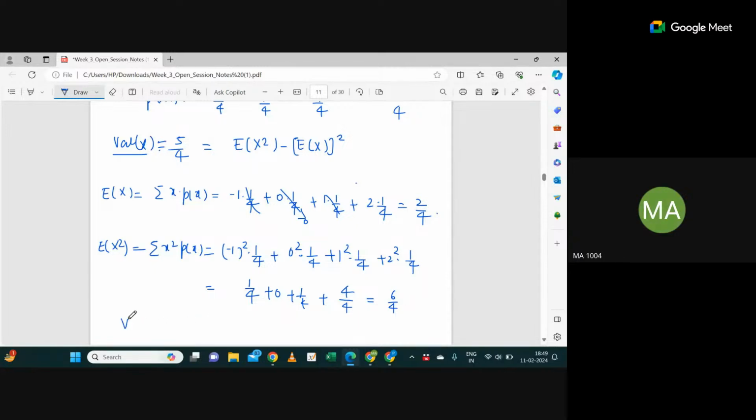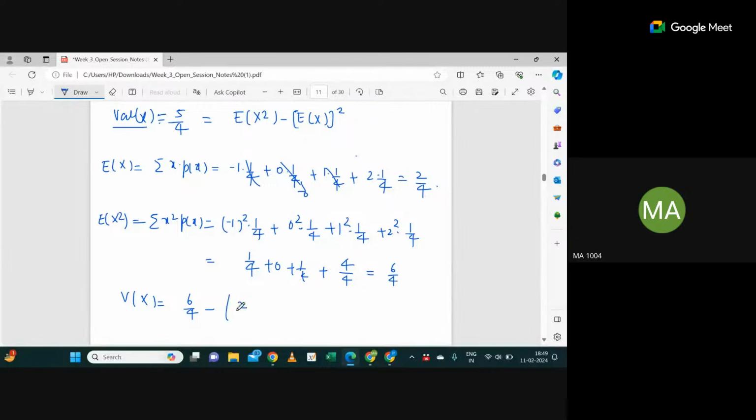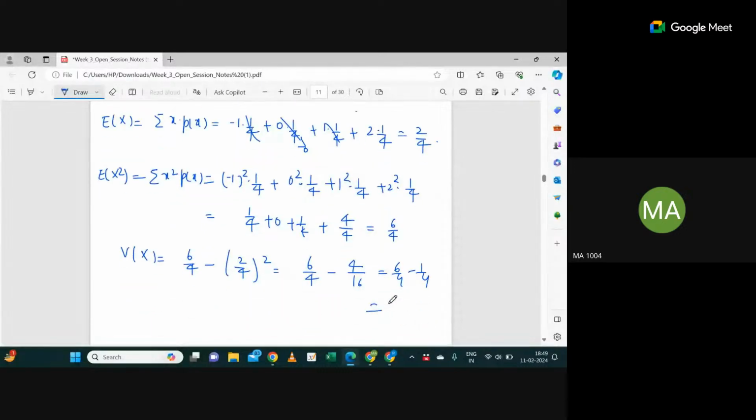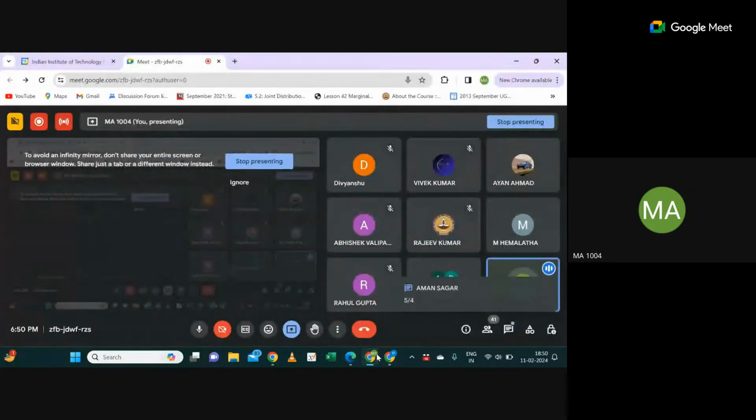Now, what is the variance? Variance will be expected value of x square, that means 6 by 4, minus 2 by 4 whole square, right? So 6 by 4 minus 4 by 16, that is 6 by 4 minus 1 by 4, okay, which is 5 by 4. Okay. Is this clear to all of you?